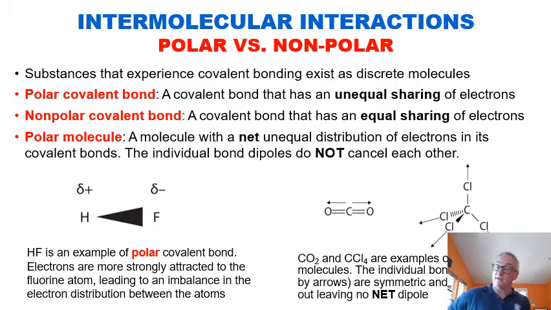Now let's talk about polar versus nonpolar, and we've been dealing with that, talking about shapes. Now, substances that experience covalent bonds generally exist as these discrete molecules. They're not going to be a whole network of interactions. And remember, we have two different kinds of covalent bonds. We have polar and we have nonpolar. The difference being, with a polar bond, they do not share the electrons equally.